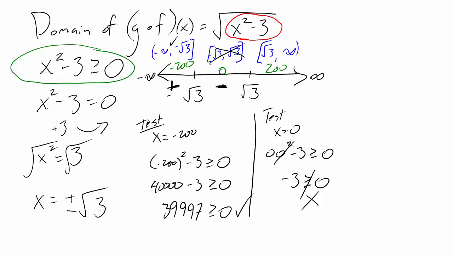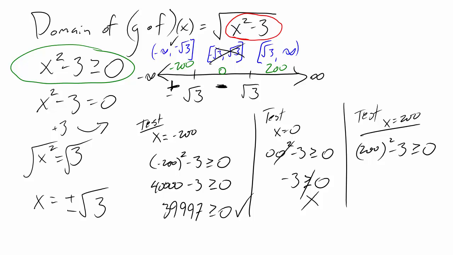And now we're going to look at our value of positive 200. Alright, so again we'll plug that back in for our x, so we get 200 squared minus 3, and we want that to be greater than or equal to 0. 200 squared, we already know, is going to be the same as negative 200 squared, which is 40,000, minus 3 is 39,997, which is greater than or equal to 0. So that interval works as well.